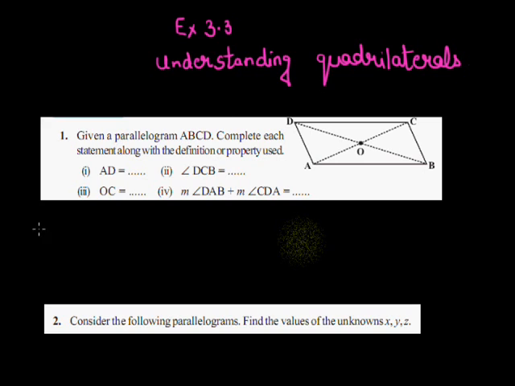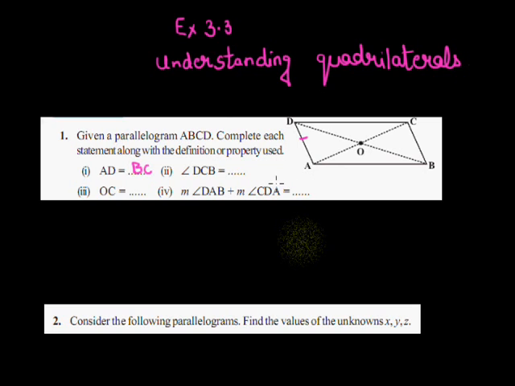Okay, the first question. Given a parallelogram ABCD, complete each statement along with the definition or property used. Now the first question, first part, AD is equal to. We all know that in the parallelogram the opposite sides are parallel and equal. So AD will be equal to BC because opposite sides of the parallelogram are equal.